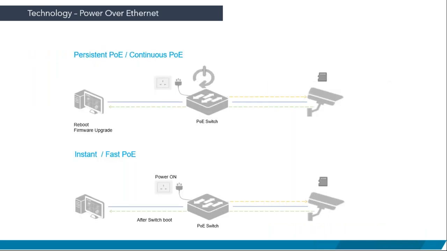Now there are basically two types of PoE features. If you talk about normal PoE, what happens is that when you put in the switch, the normal PoE switch will first do a power-on self test, then it will do the booting process, then it will check all the functions with the watchdog timers of the switch, and finally it will turn the switch fully on, and then it will give power to the ports.